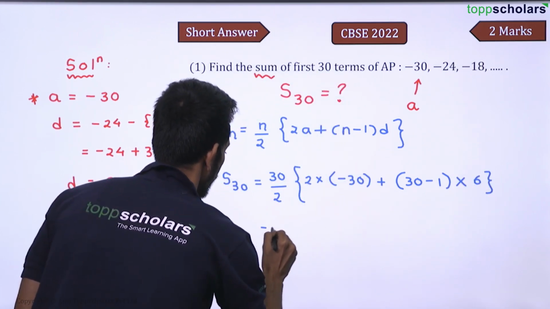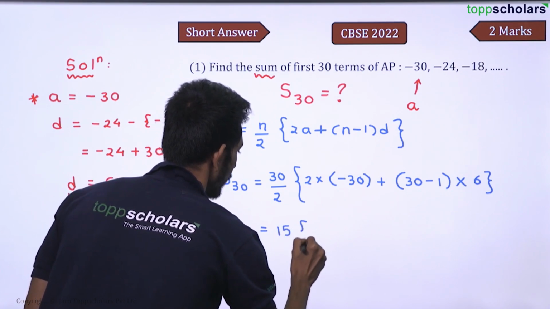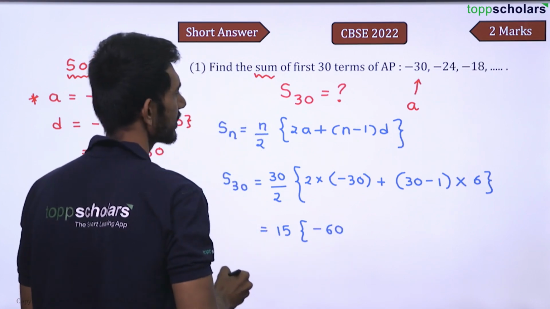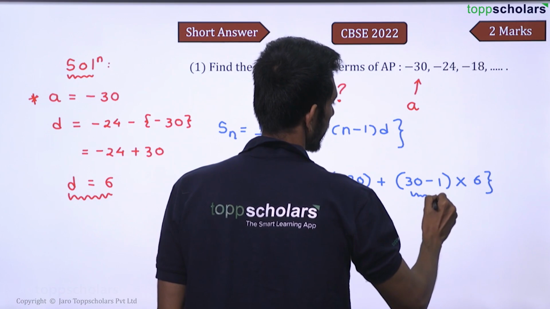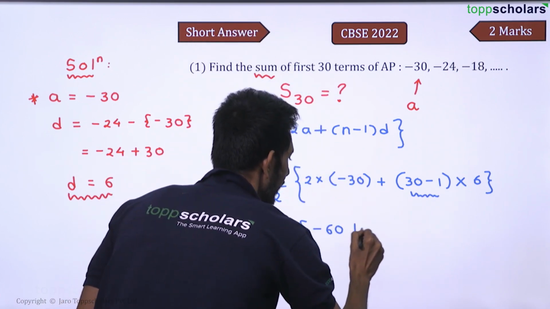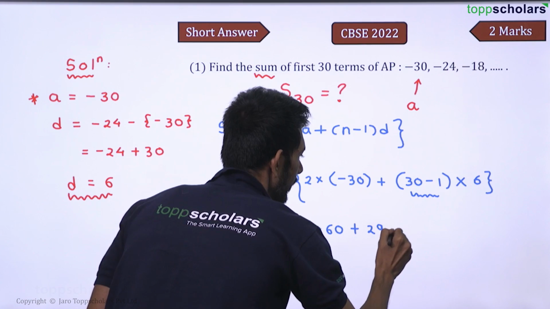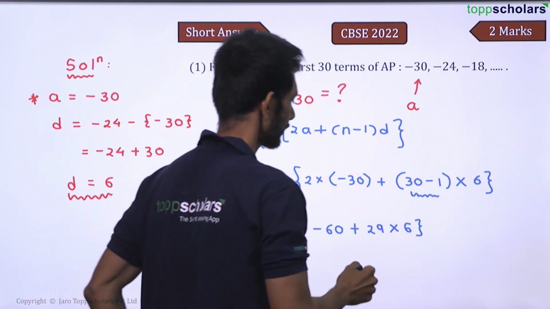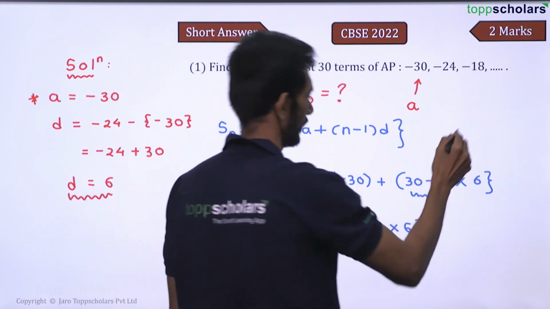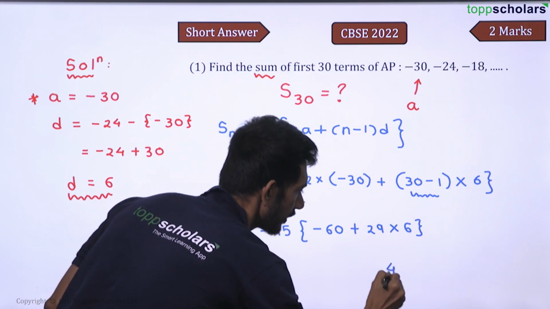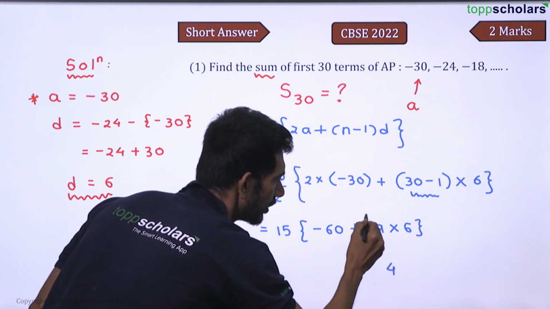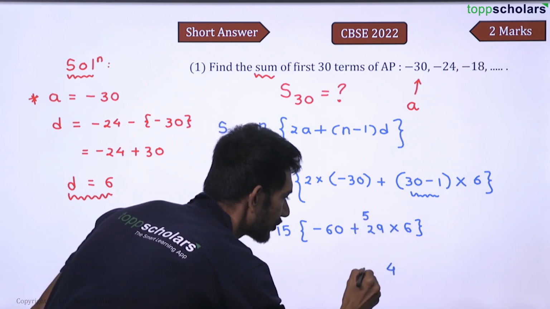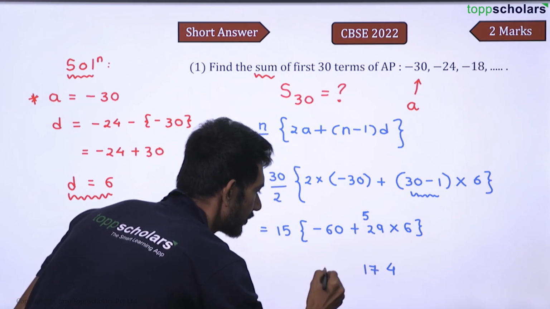So that is equal to 15 into 2 into minus 30 is how much? Minus 60. 30 minus 1 is 29, right? Plus 29 into 6. So how much is 29 into 6? 9 6 are 54, right? Let's do it here only. 9 6 are 54. Carry 5. 6 2 are 12. 12 plus 5 is 17. So this is 174. This is minus 60.